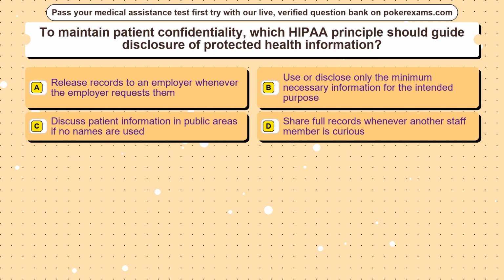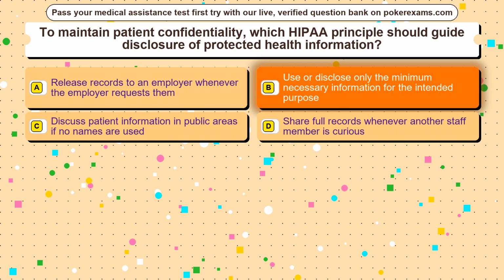Question 76. To maintain patient confidentiality, which HIPAA principle should guide disclosure of protected health information? Option A. Release records to an employer whenever the employer requests them. Option B. Use or disclose only the minimum necessary information for the intended purpose. Option C. Discuss patient information in public areas if no names are used. Option D. Share full records whenever another staff member is curious.